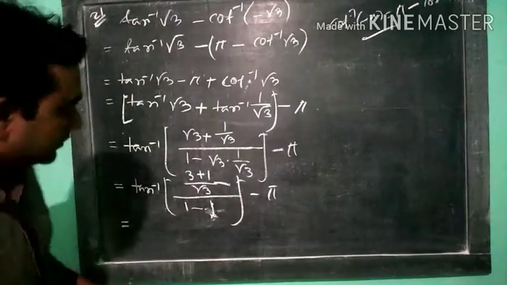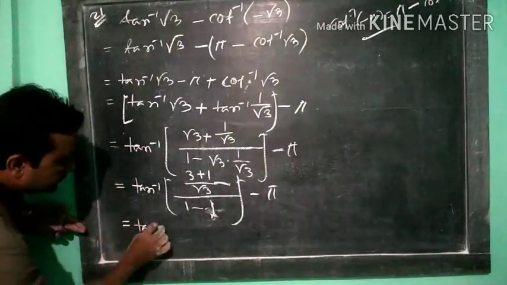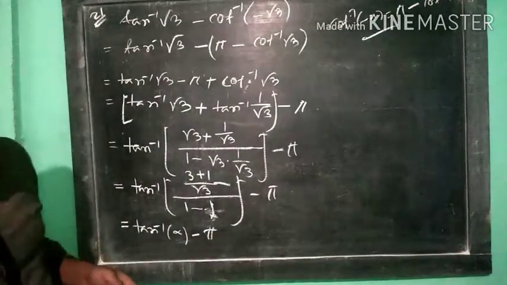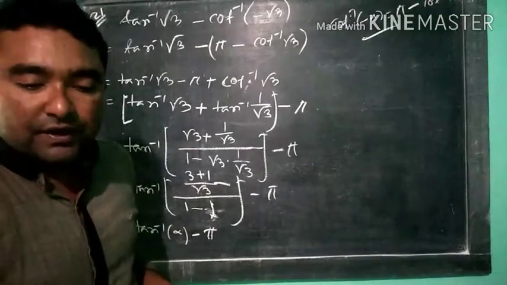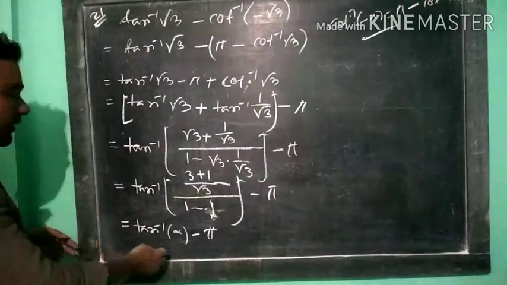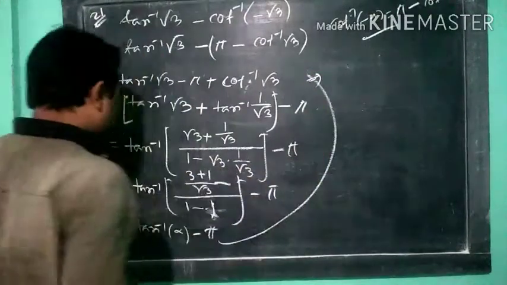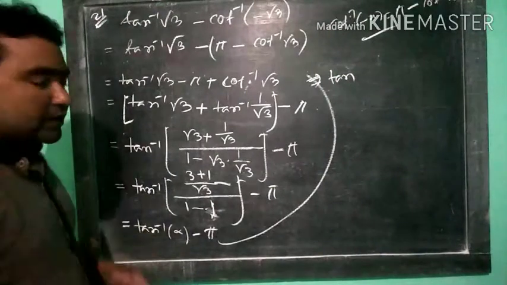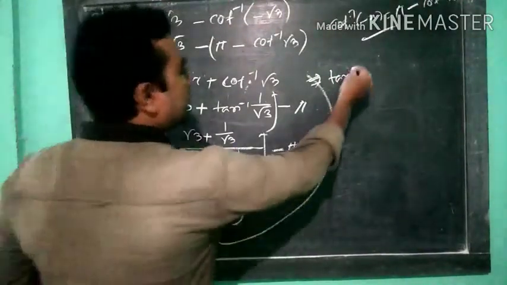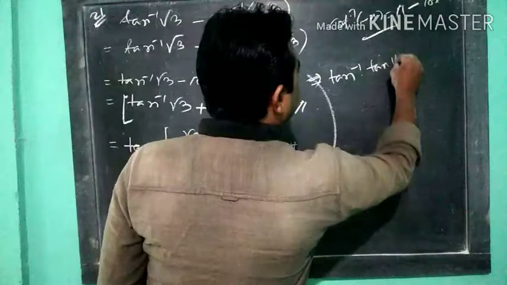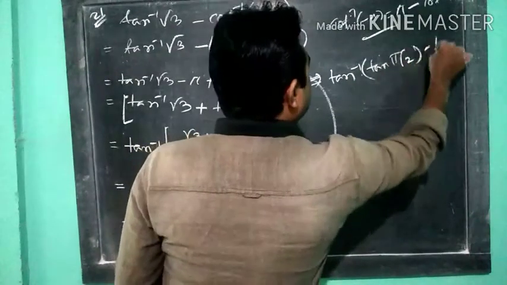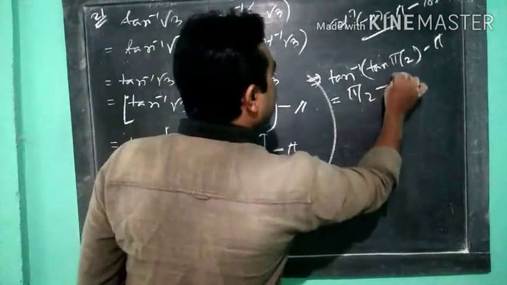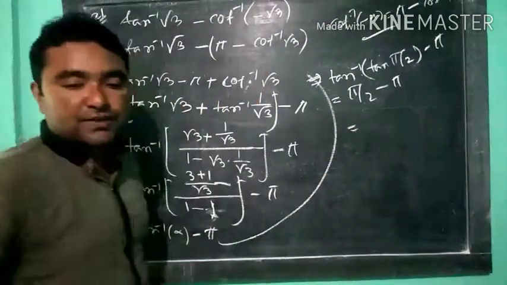So tan inverse of infinity minus pi. The answer is tan inverse of infinity, which is pi by 2, because tan of pi by 2 is infinity. So this is equal to pi by 2 minus pi. So this is equal to minus pi by 2.